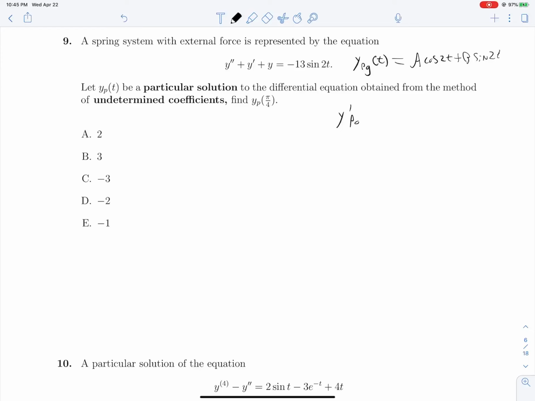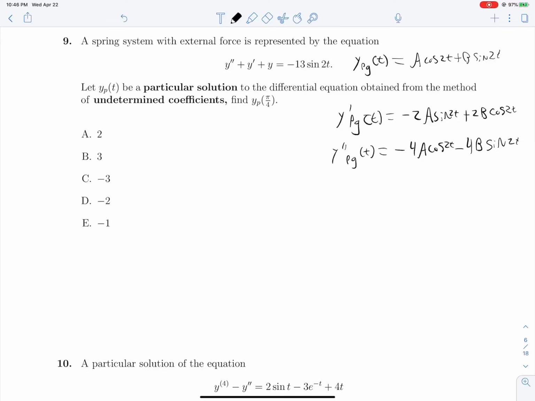So y prime of yp of t is equal to negative 2a sine 2t plus 2b cosine 2t, and y double prime is negative 4a cosine 2t, and minus 4b sine 2t. So now plugging these in, and I'm going to, oh no, that's why I messed that up. I started writing t instead of 2t. There we go.